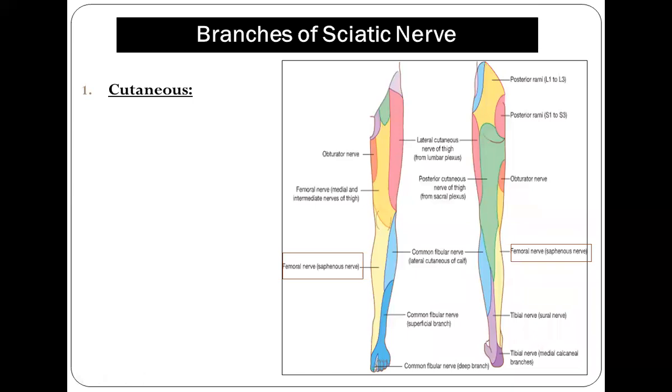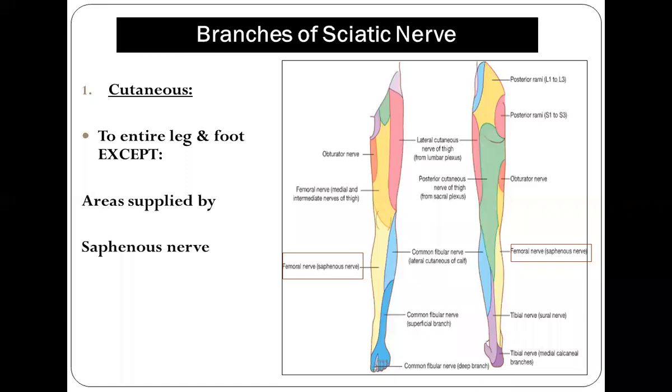Good. Now let's look at the branches of the sciatic nerve. It has cutaneous branches, muscular branches, and articular branches. The cutaneous distribution of the sciatic nerve is to the entire leg and foot, except two areas. There is an area supplied by the saphenous nerve. If you look at this diagram, along the medial aspect of the leg and medial aspect of the foot, up to the ball of the big toe, is the cutaneous distribution of the saphenous nerve.